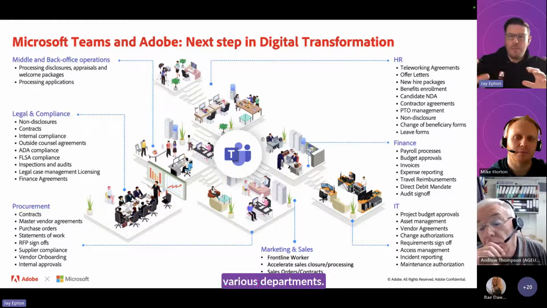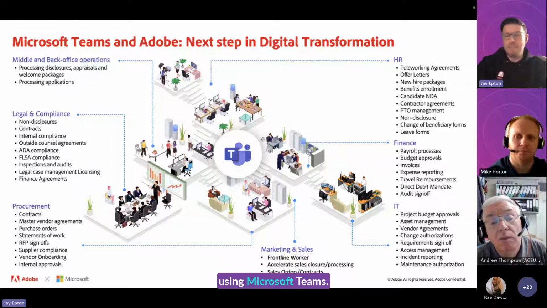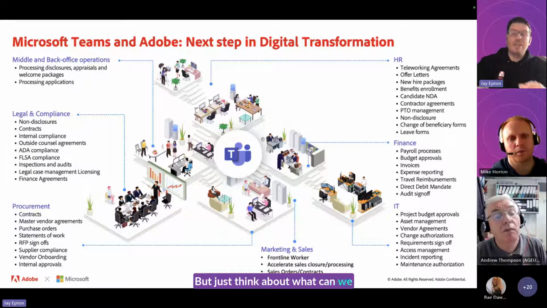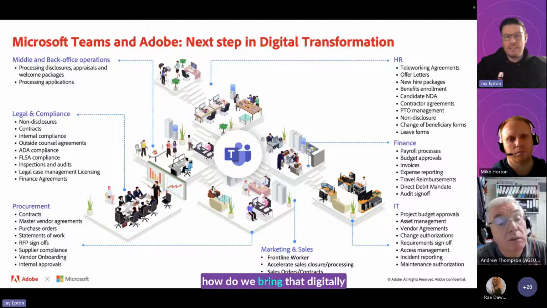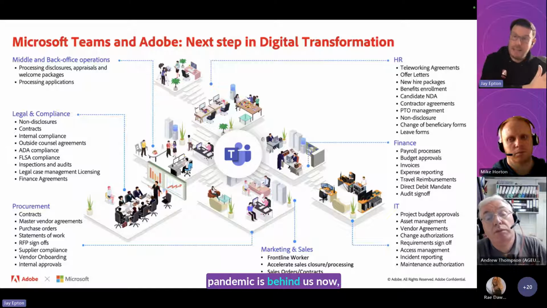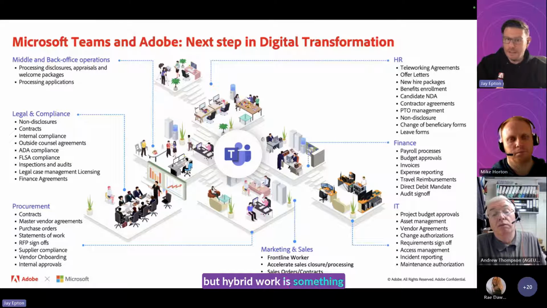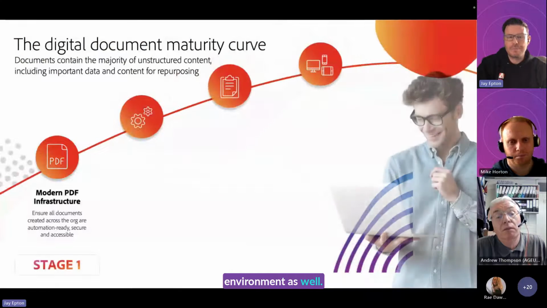So just think about the various departments. I've gone very generic here, but they're probably all using Microsoft Teams. But just think about what can we do to digitize that paper-based process or that manual process that might be in the office, and how do we bring that digitally into the environment? Because not only does it give you more efficiency, but when we think about the pandemic is behind us now, hybrid work is something that I think a lot of employees would really appreciate, and organizations, I think, seem open to it. And so digitizing those processes benefits the working environment as well.